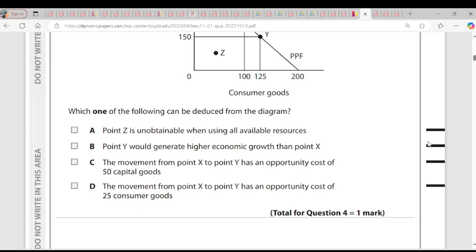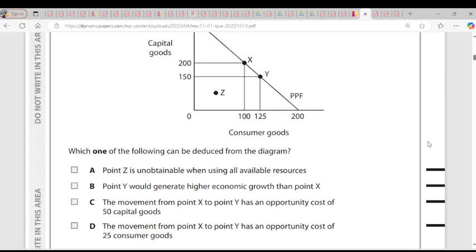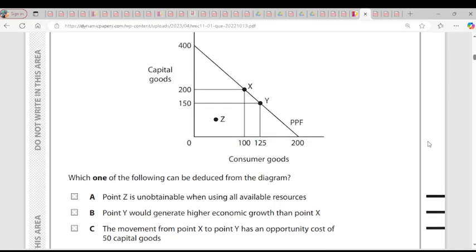Can you explain why each answer is not right? Yes, that's what I'm saying here. They said point Y will generate higher economic growth than point Z. When you look at point Y, it means more capital goods are produced. And if more capital goods are produced, compared to point X, where consumer goods are produced, they cannot generate more economic goods. Capital goods generate more economic goods than consumer goods. Listen, there are consumer goods and there are capital goods. Capital goods are used to create other goods. So for the economy to grow, we need more capital goods. That is why it is not B. Is it clear?